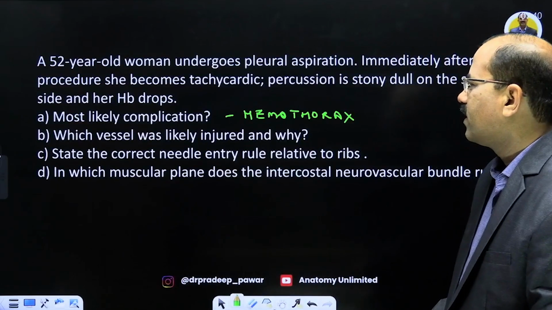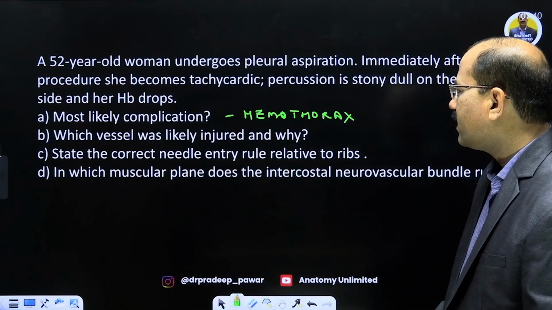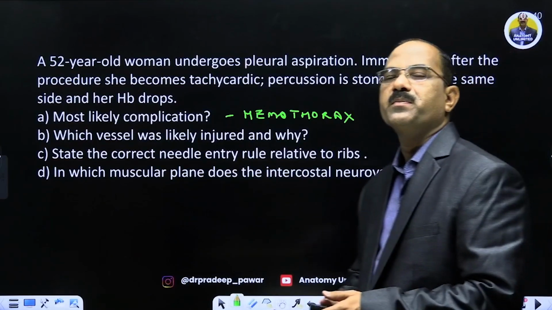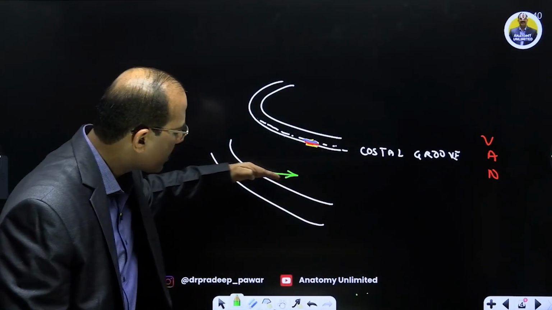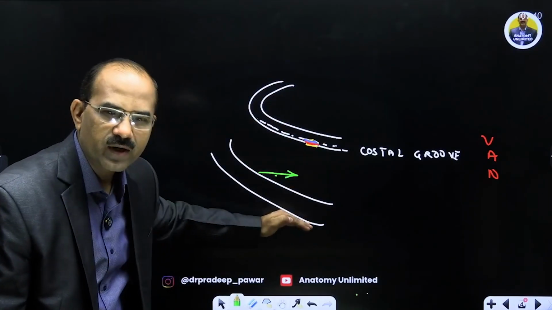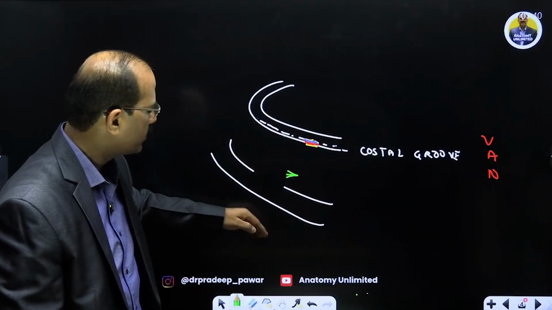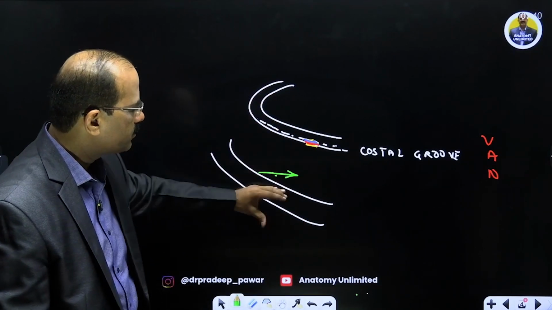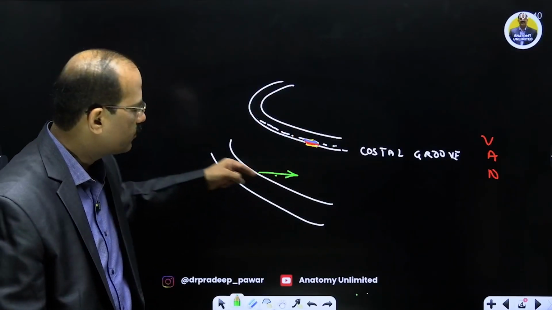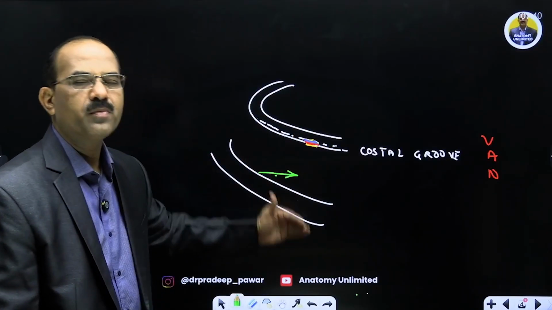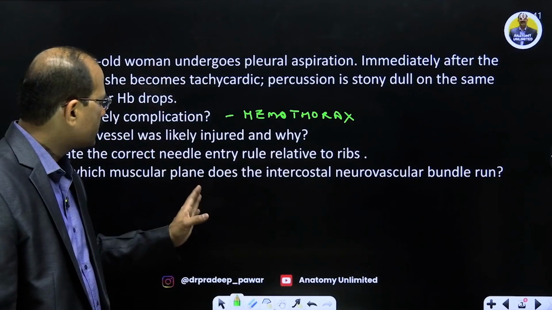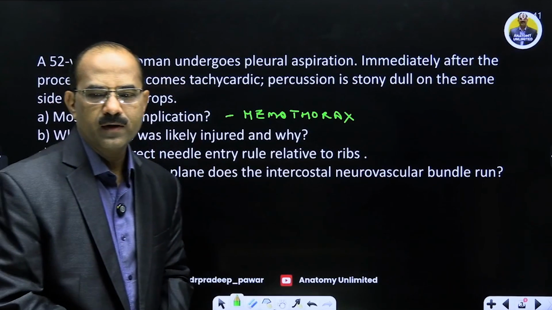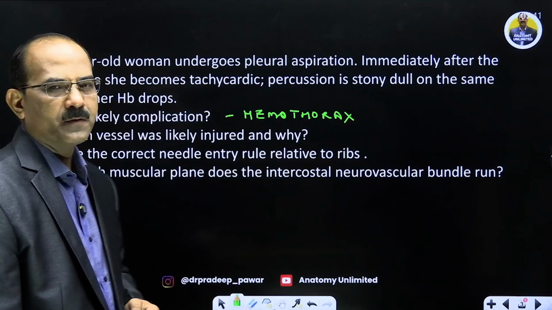Fine. What is the next question? State the correct needle entry rule relative to the rib. So where are we going to place the needle? We are going to place the needle along the upper border of the lower rib. Are you getting this? So that's the upper rib, that's the lower rib, that's the intercostal space. We insert the needle along the upper border of the lower rib. In which muscular plane does the intercostal bundle run?